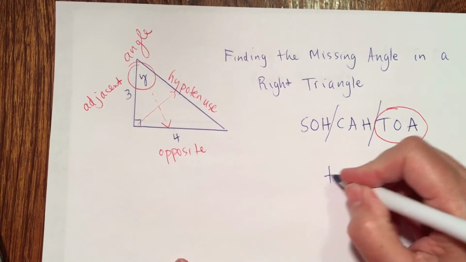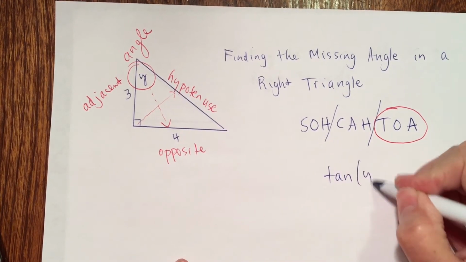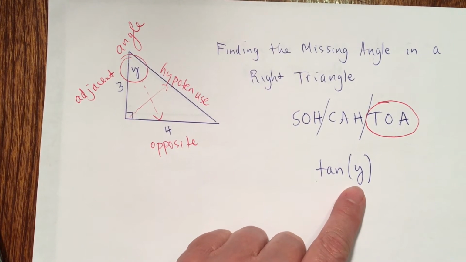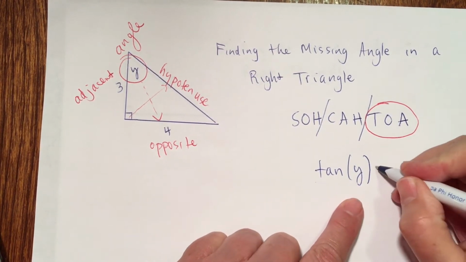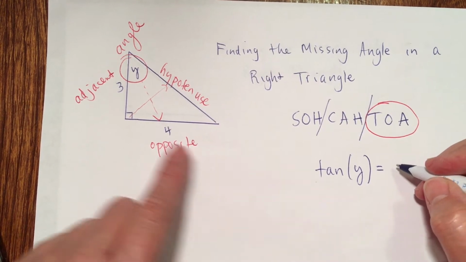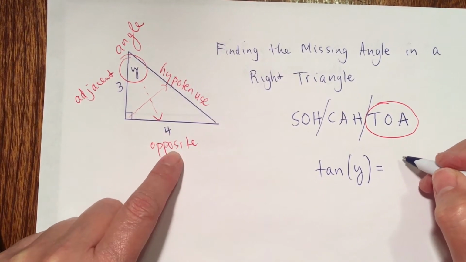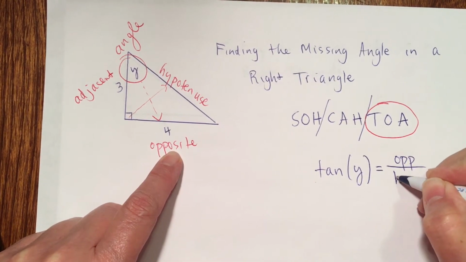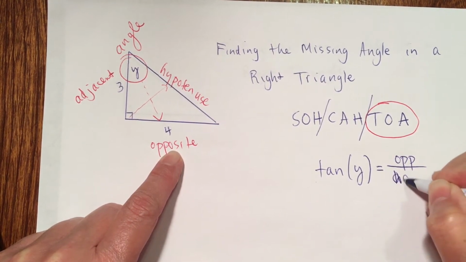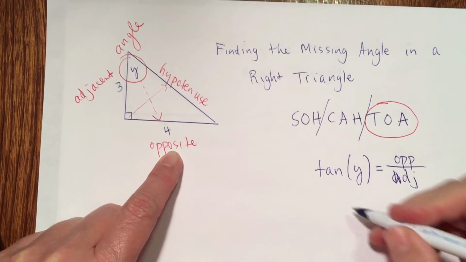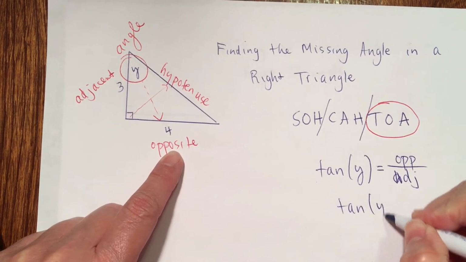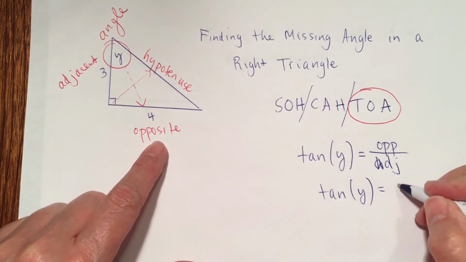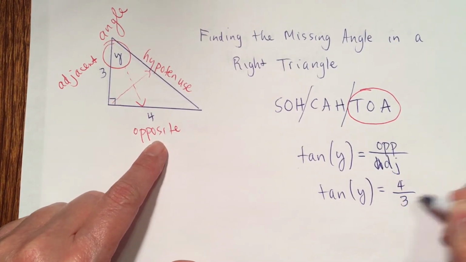I'm going to write tangent of angle Y. Have to give the angle when you're doing a trig function. The tangent of angle Y equals opposite over adjacent. So the tangent of angle Y equals the opposite side, which is 4, over the adjacent side, which is 3.